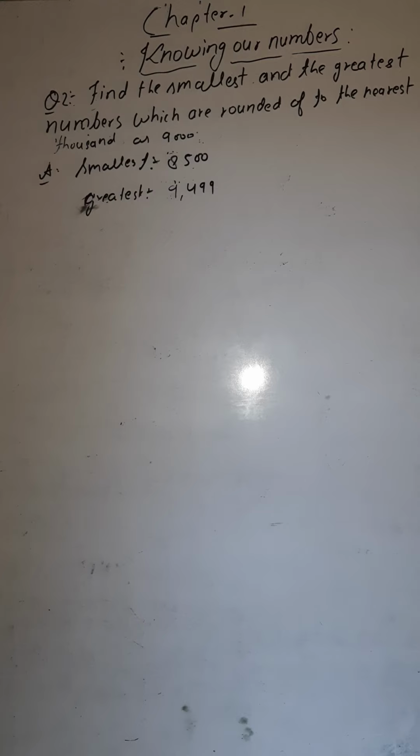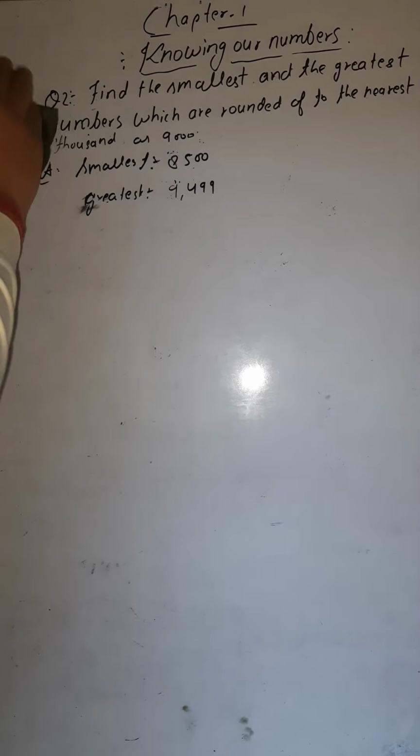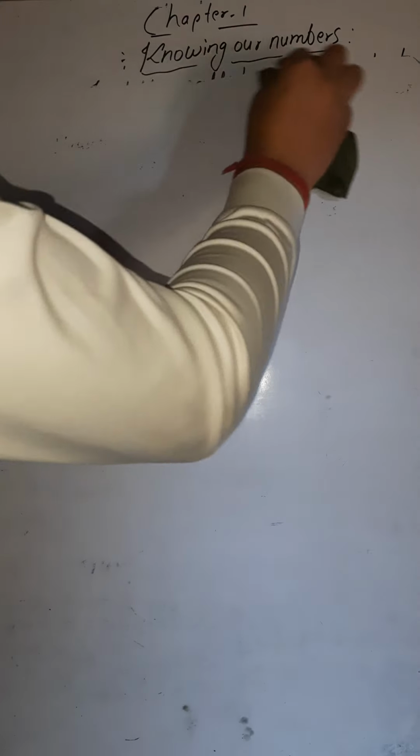If you are rounding it off to its nearest 1000, so answer again would be coming how much? 9000. So what would be the smallest number? Smallest number is 8500 and the greatest one is 9499. So this was the second question for today. Now write down the next question. If you have written this, question number 3.